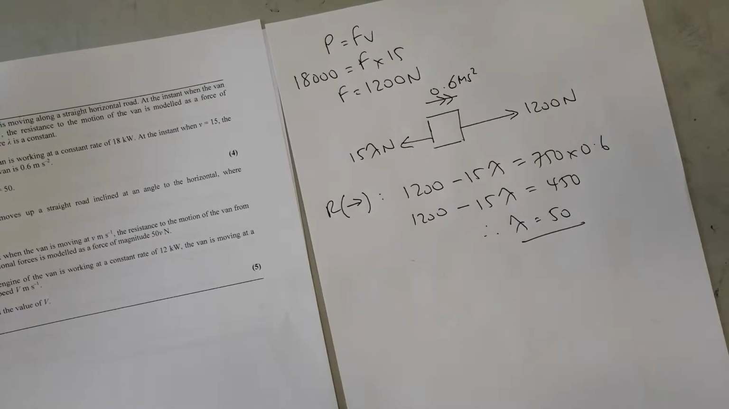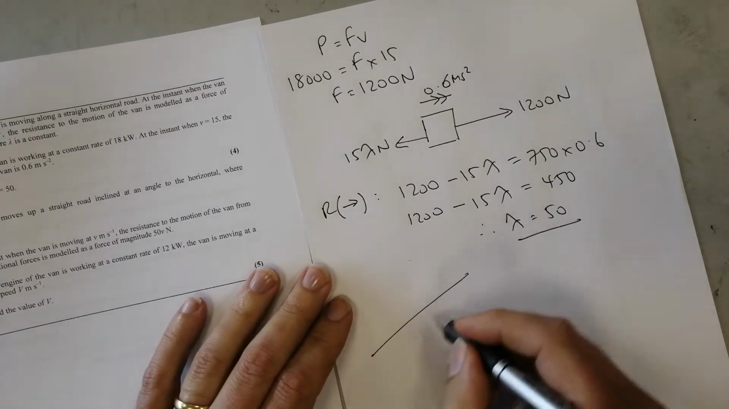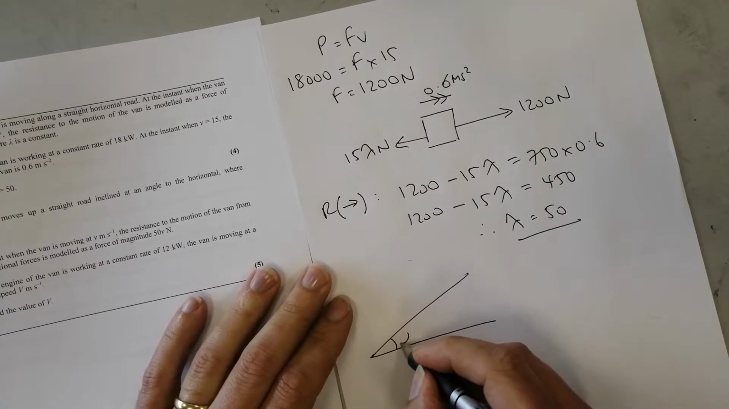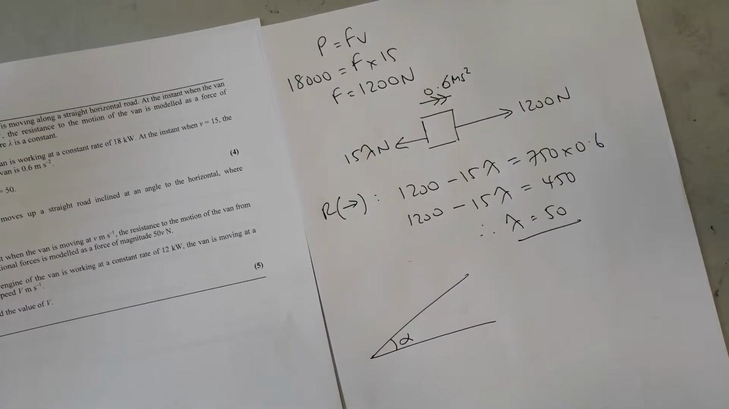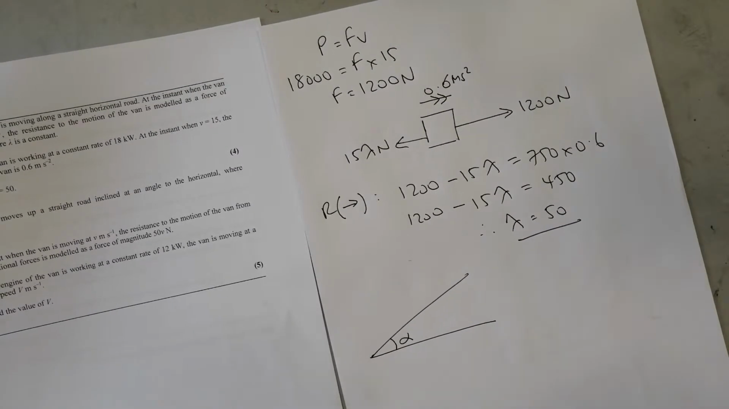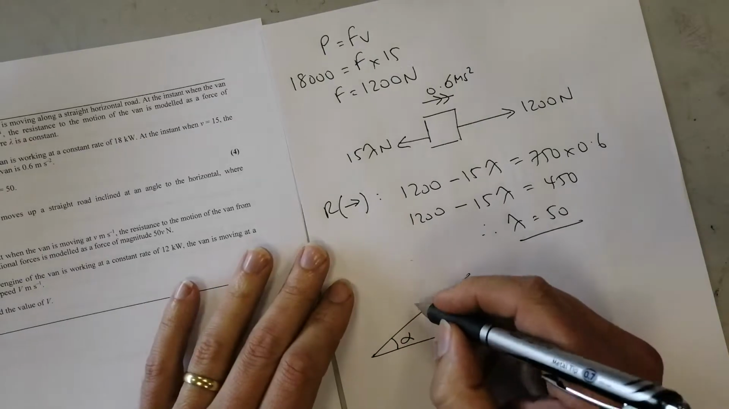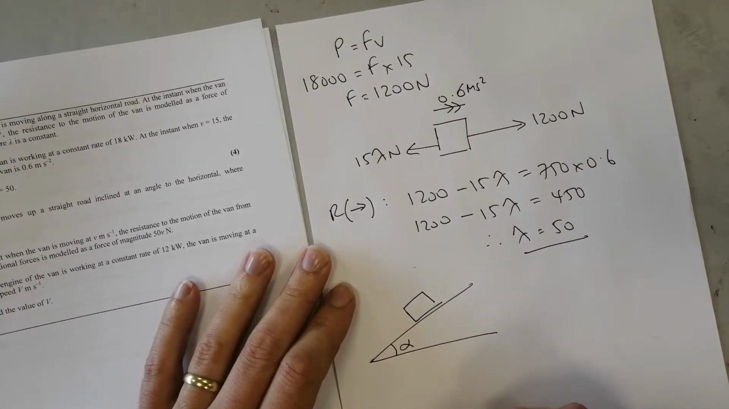The van now moves up the straight road at an inclined angle where sine alpha is a 15th. So now it's going up here. At the instant when the van is moving at v meters per second, the resistance to motion is 50v. When the engine of the van is running at a constant rate of 12 kilowatts, the van is moving with a speed of v meters per second. So here's the van going up. So again, we have to do the same old thing.